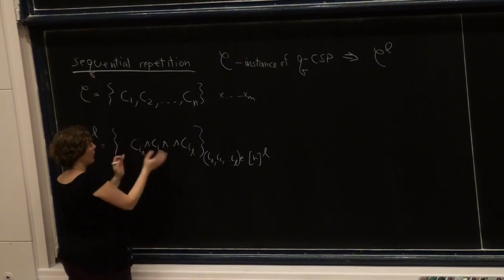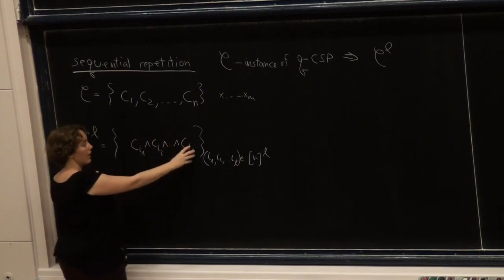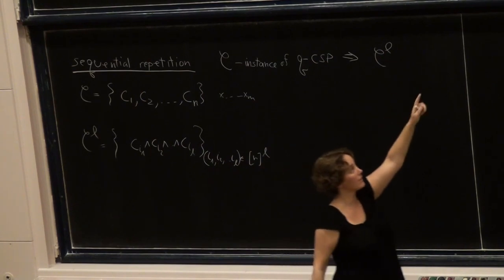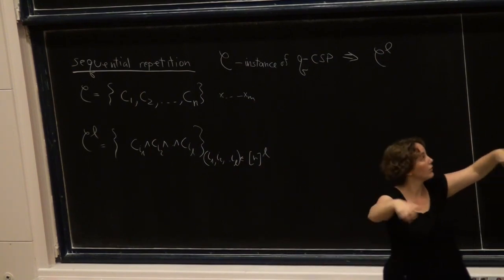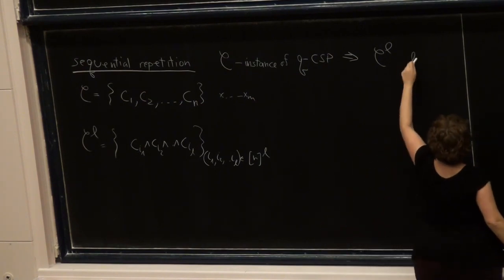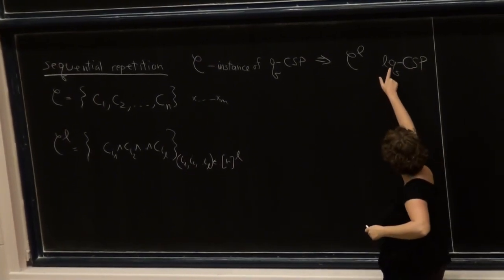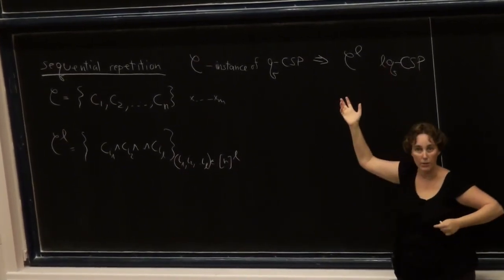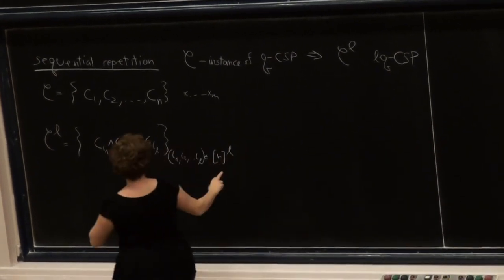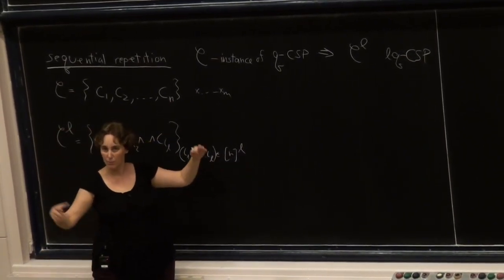What does this constraint do? It just checks that this constraint is satisfied and that this constraint is satisfied and so on. It's like taking an L tuple of vertices up there, looking at all of their neighbors and checking that all of the constraints are satisfied. So this is an instance of L times Q CSP, because it's looking at possibly L times Q variables. Q variables for the first one, Q variables for the second one, and so on. And notice that if the original thing was size n, this size is n to the L. So it's a bit of a blow up.